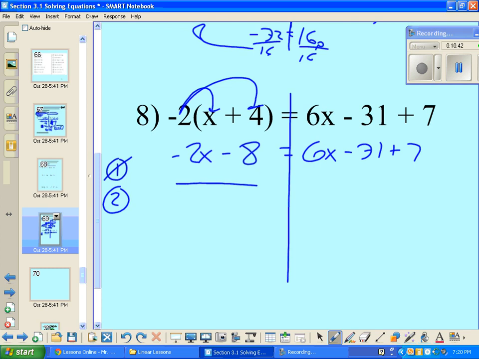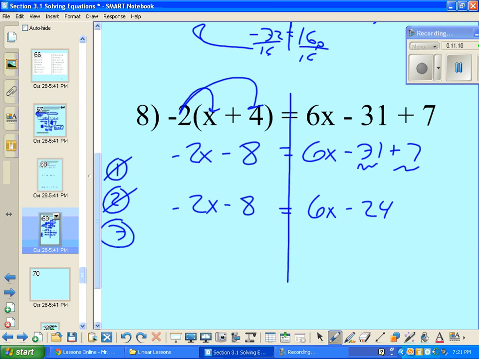If I look at the left side, I don't have any like terms to collect over there. On the right side, though, I do have some like terms I can collect. -31 and 7, I can put those two constants together. Let's see, I'll get 6x, and then -31 plus 7 gives me -24. That's how I can write that in my problem. On this side, I still have -2x minus 8, so far so good. I've taken care of step number 2.